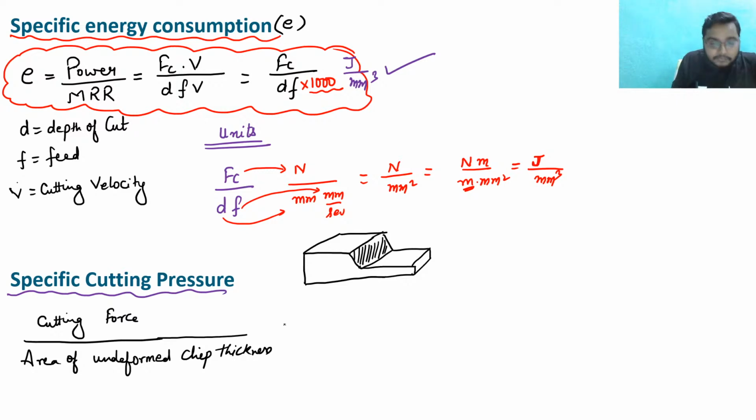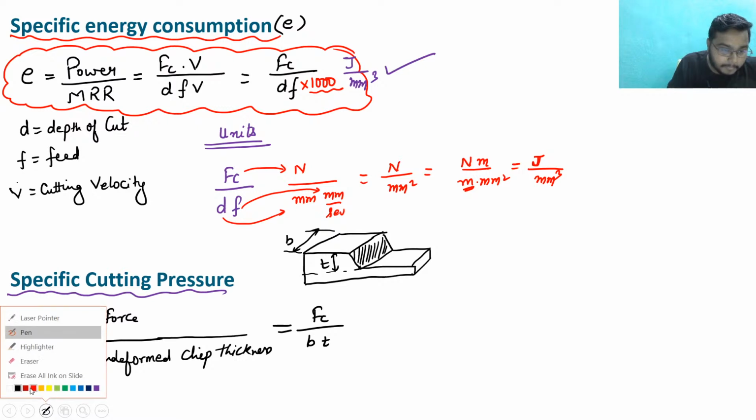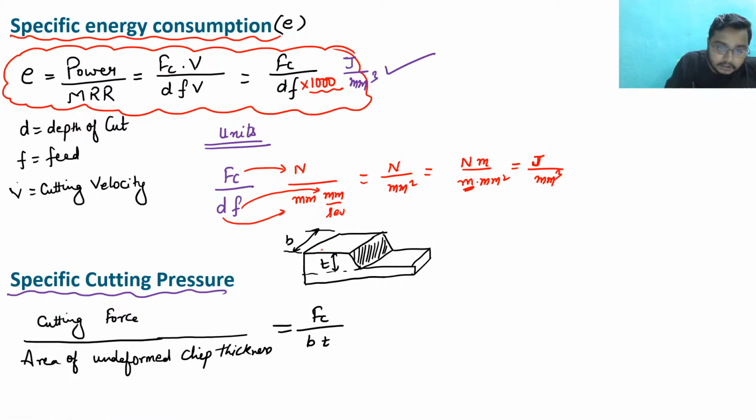Okay, now see, cutting force is Fc, and the area of undeformed chip is what? This is your B, the width, and this is your T. So the area of undeformed chip is going to be B into T. Clear? This particular area is your undeformed area, so this is Fc by Bt.